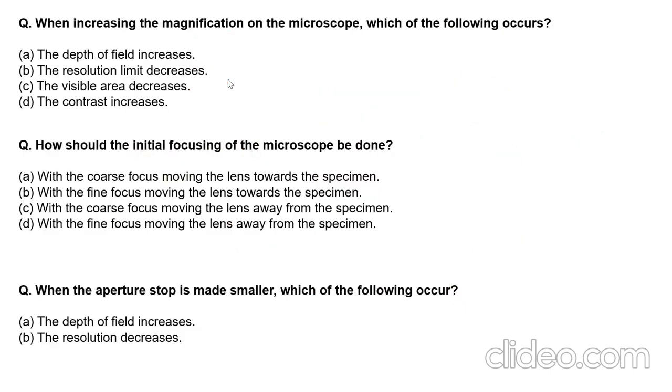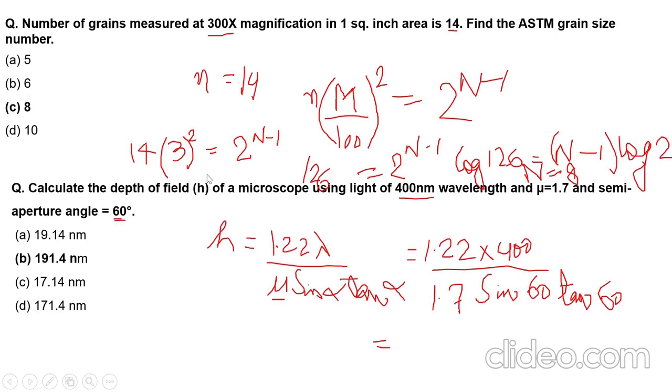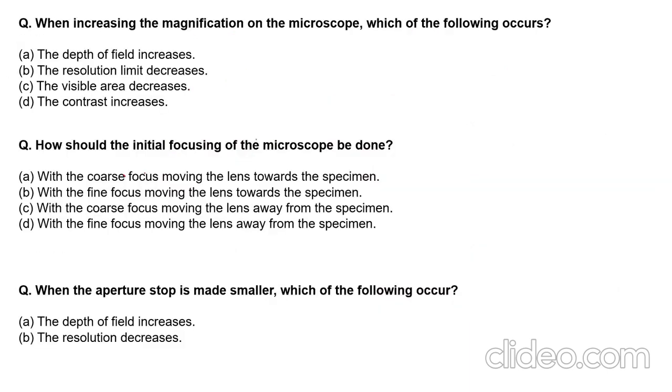Okay, so we have another question, the next question, which says: when increasing the magnification on the microscope, which of the following occurs? The depth of field increases, the resolution limit decreases, the visible area decreases, the contrast increases. So you have to tell which of the following options is right.